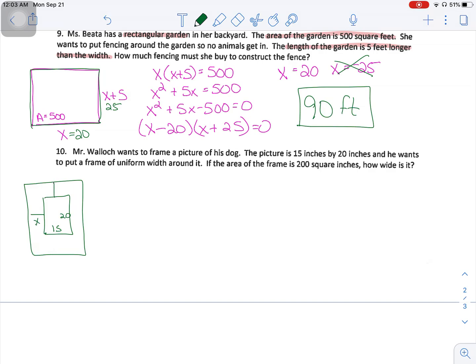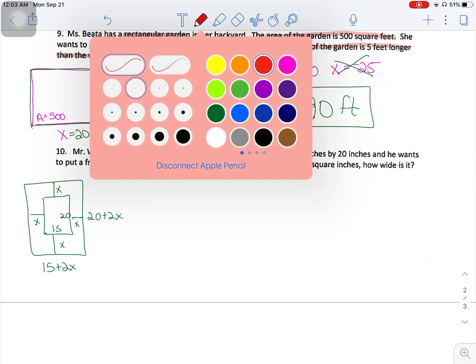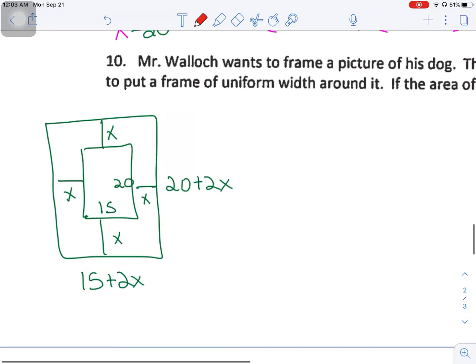So uniform width, call it x, is all the way around. So let's get some outside dimensions here. This would be 15 plus 2x. This would be 20 plus 2x. If the area of the frame, so I'm going to go ahead and zoom in on the picture here. The area of the frame is 200, and let's figure out area of the picture here. I feel like that's 300, and let me double check. It is.